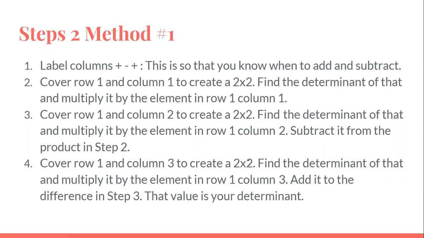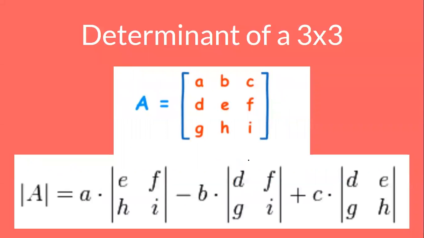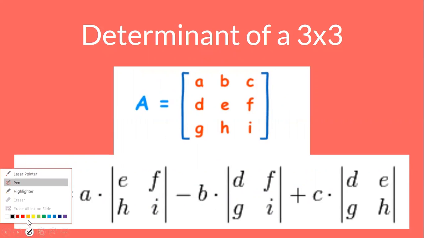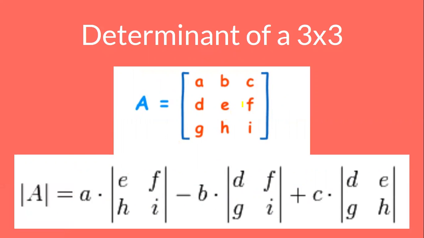Okay? Sounds like a lot, right? But it's not. This is what it looks like. All right. So, it said you'll have your plus, your minus, your plus. It just lets you know when you're adding and when you are subtracting. So, first step, done. Second step is you're going to cover row 1 and column 1. And then you're going to find the determinant of what's left. Do you see that? Okay, that's step 1.